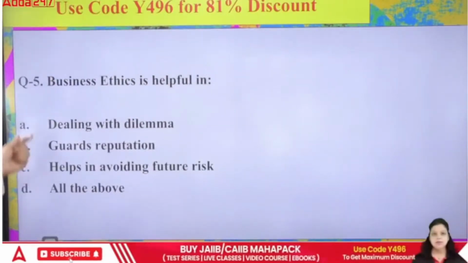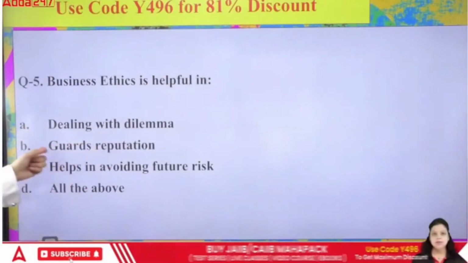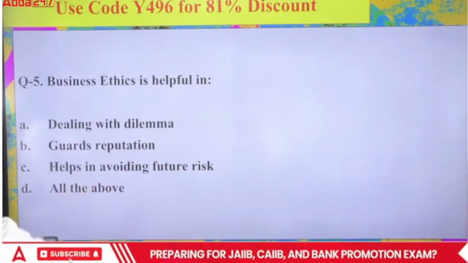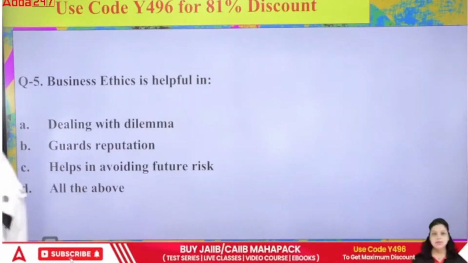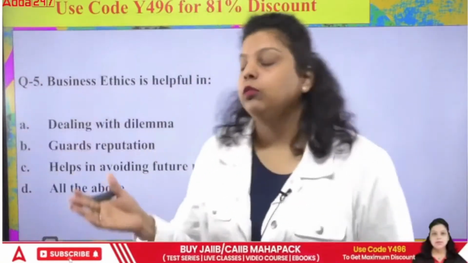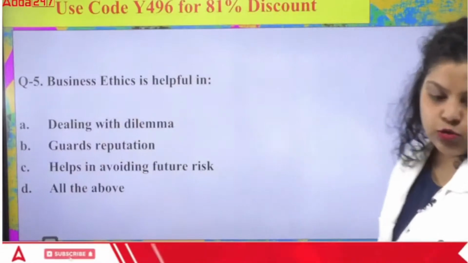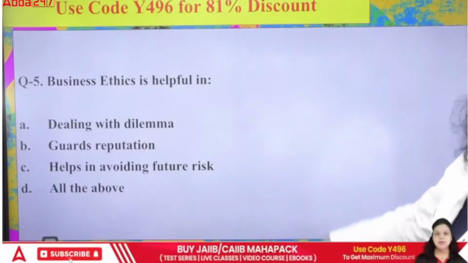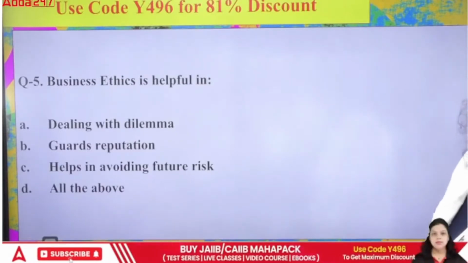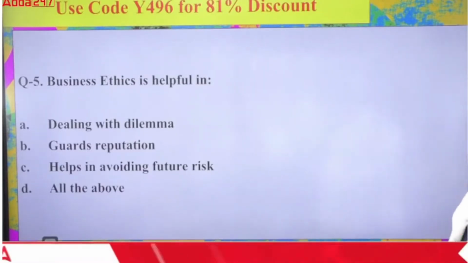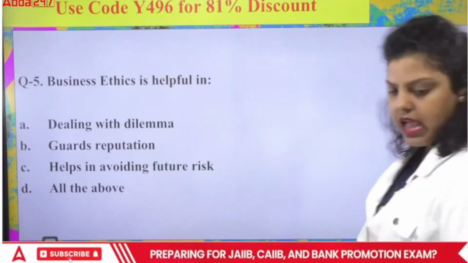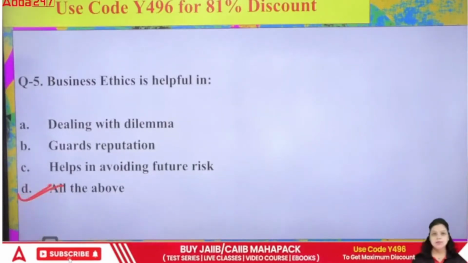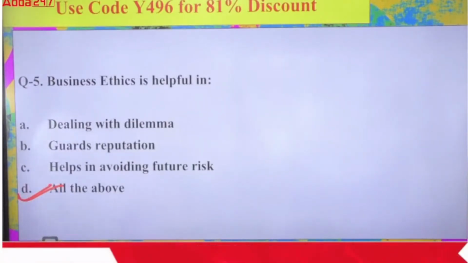So it is helpful in what? First, dealing with dilemma. Second, guards reputation. Third, helps in avoiding future risk. And fourth, all of the above. So if an organization has business ethics, it will be helpful for which of the following? A, B, C or D? And the right answer will be all of the above. In all of the above conditions, business ethics will be helpful for the organization.